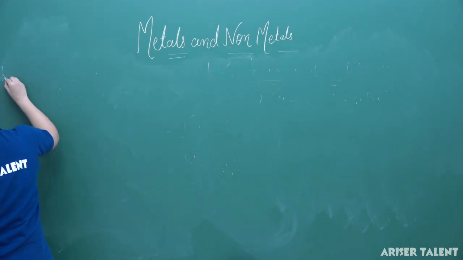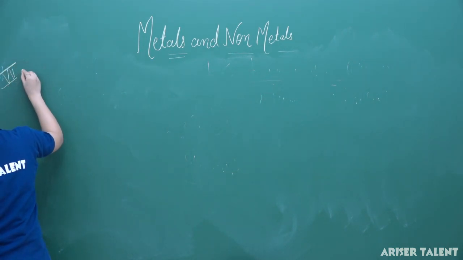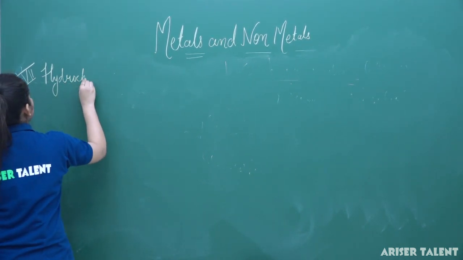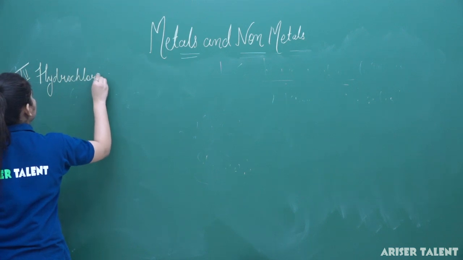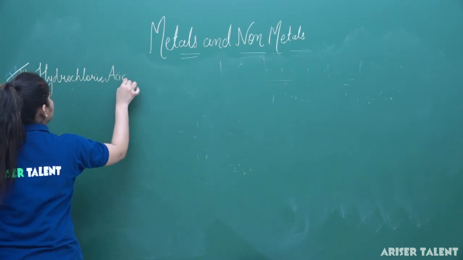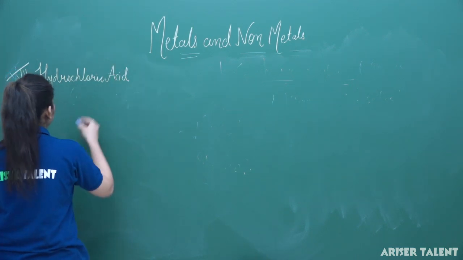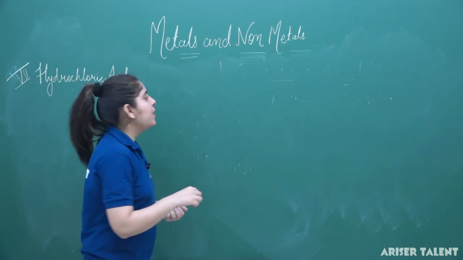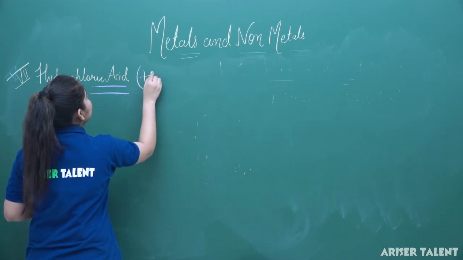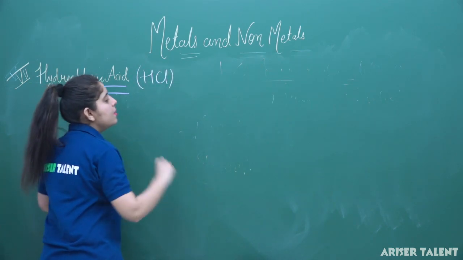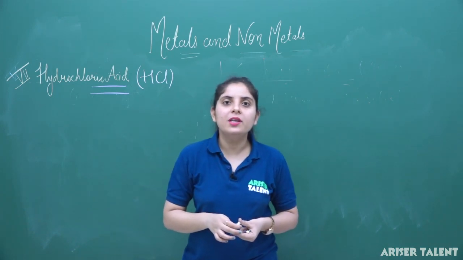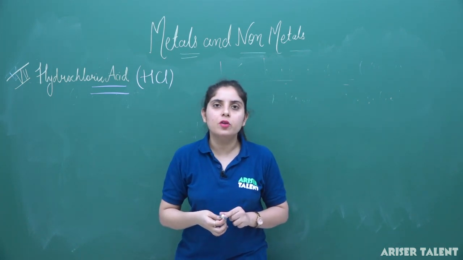Now, our 7th category of the compound is hydrochloric acid. The hydrochloric acid is generally having a formula HCl. Now, this HCl is basically used to prepare the chlorine, which is used as a bleaching agent for the water.